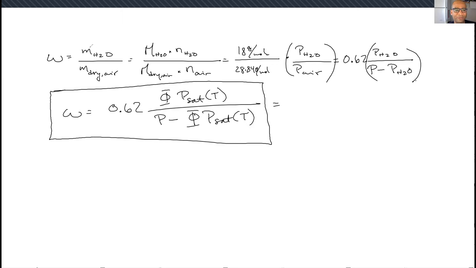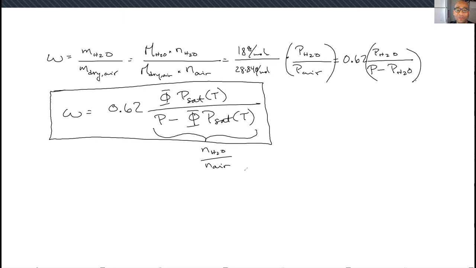This is also equal to the mass of water, the number of moles of water multiplied by the molar mass of water over, well, actually, I don't even need to work that out, but let me just erase this. So this is the specific humidity, a mass ratio. This part of the equation is the mole ratio, the number of moles of water over the number of moles of air. So we could use this in our stoichiometric balance. Okay.